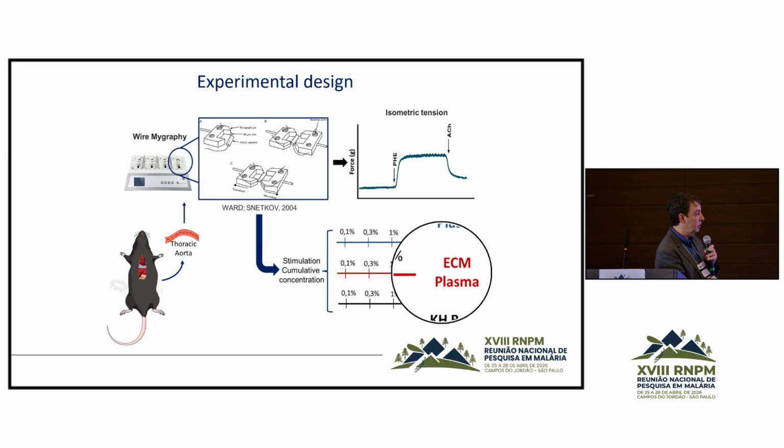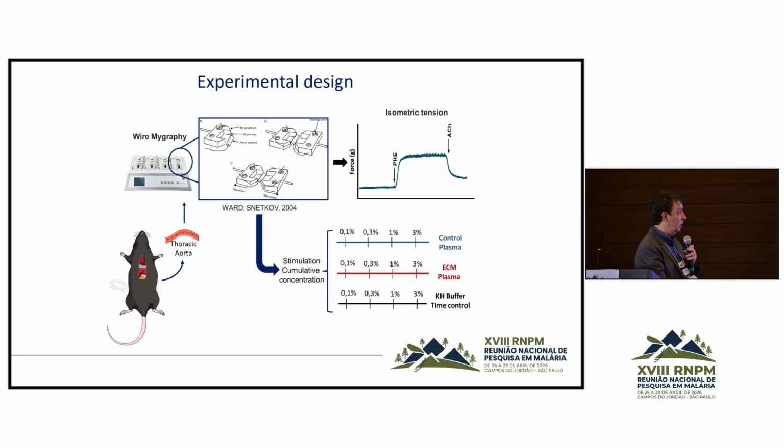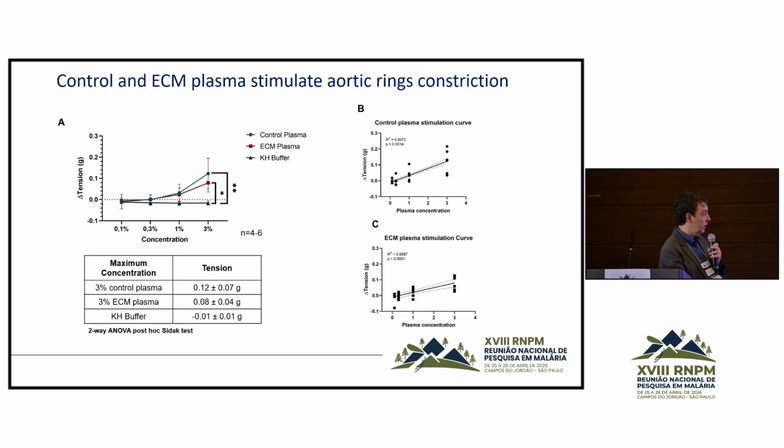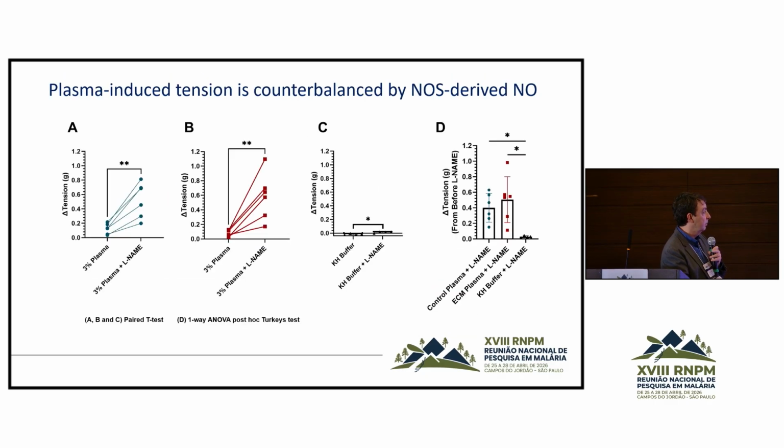So we started doing this with different concentrations of control plasma and infected plasma. And what we observed with a small concentration is that the plasma, starting with 1% and 3%, started to contract the vessels. So apparently the plasma has a constricting factor. And the interesting part was understanding that the control plasma and the ECM plasma had the same effect. So it did not seem like a typical characteristic of the sick animal.